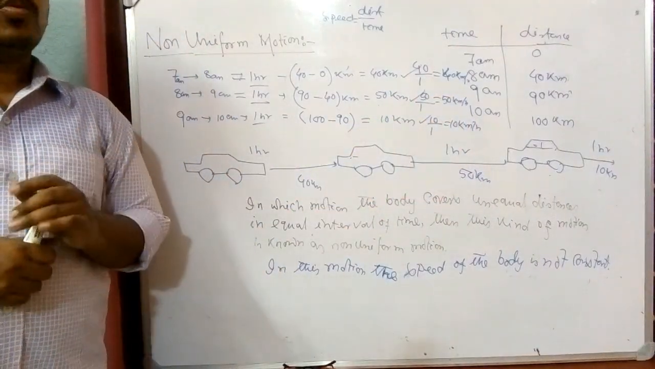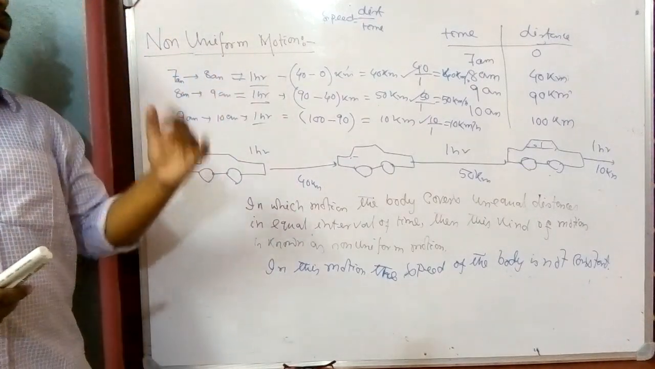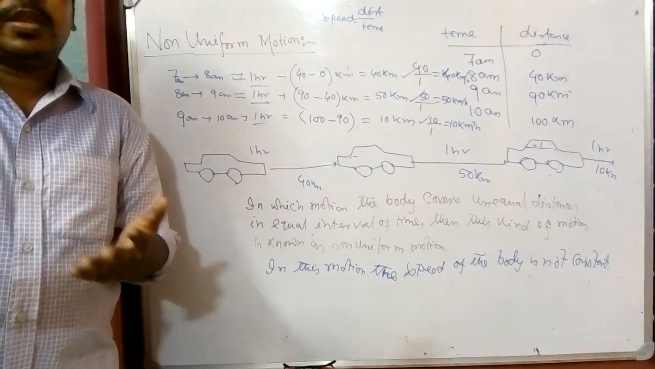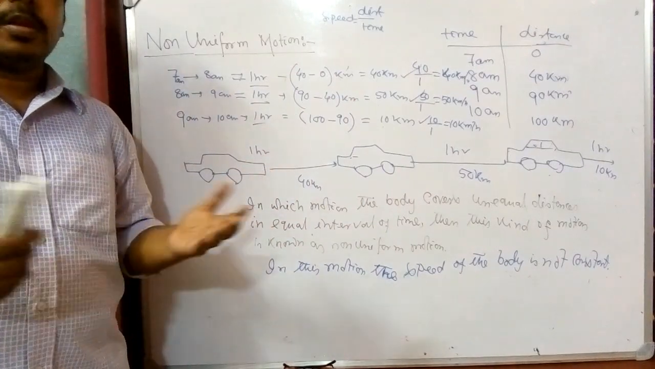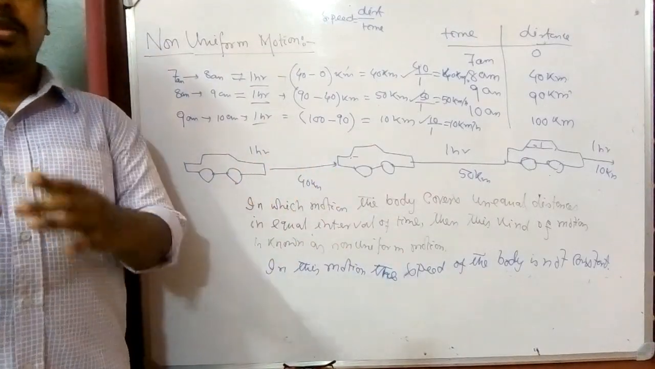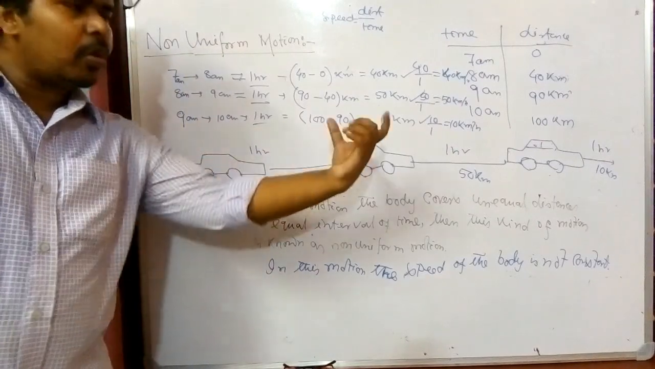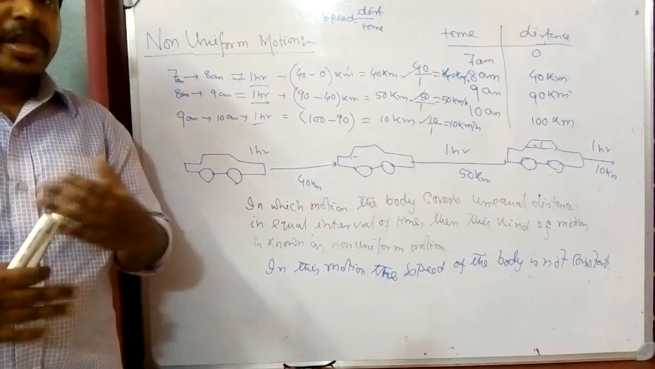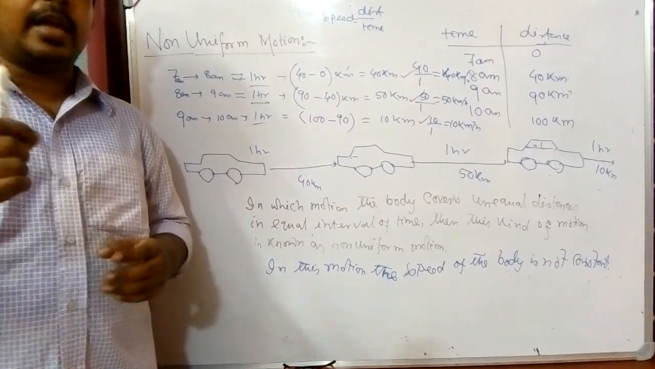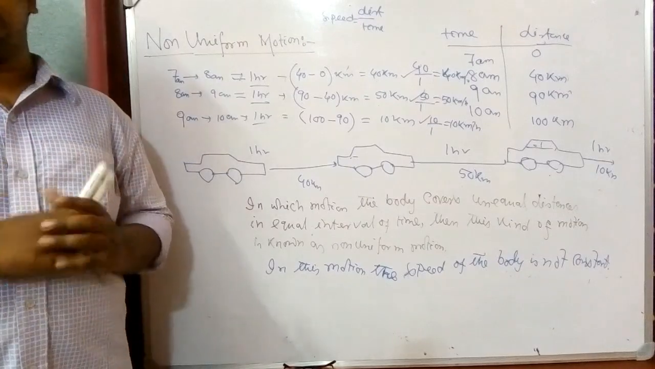So if anyone asks you what will be the speed of the body in the whole path, it is easier to say in uniform motion, it is constant. Every time it will cover the same distance, so it is a constant speed. But for non-uniform motion, there is no constant speed. The speed varies. So in that case, we find another quantity that is known as average speed.